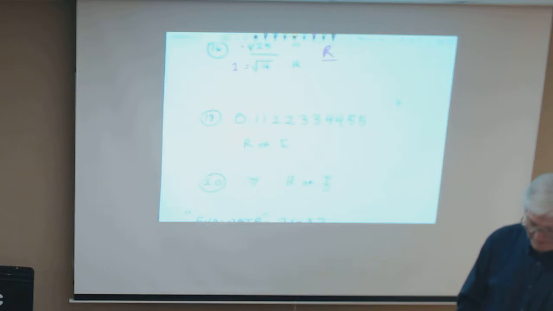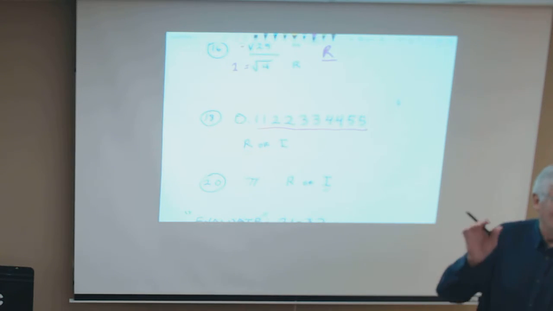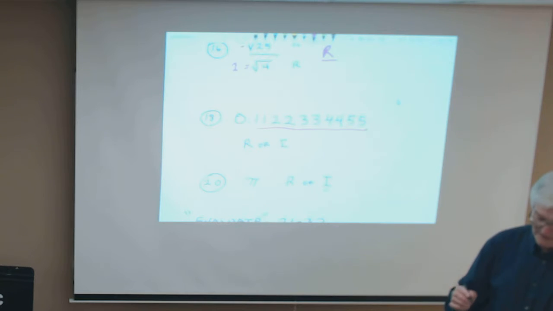Number 18. 0.1122334455. Is that a rational number? Yes, because why? It terminates. There you go. You're starting to see it. It terminates. That's a rational number.